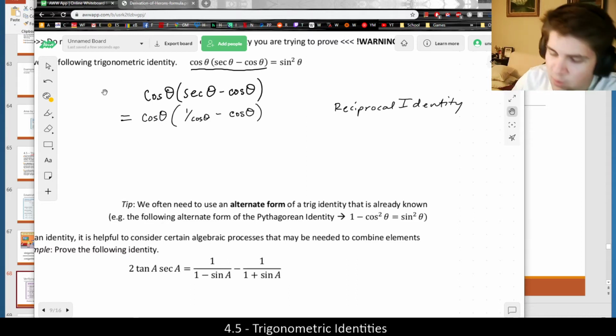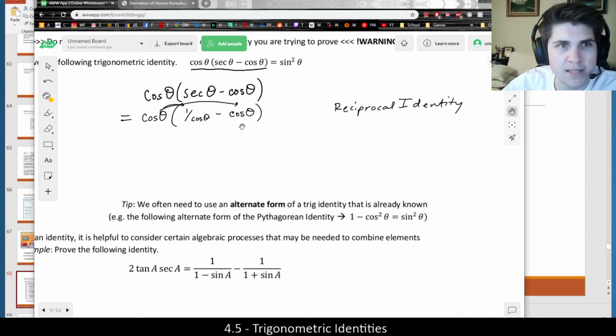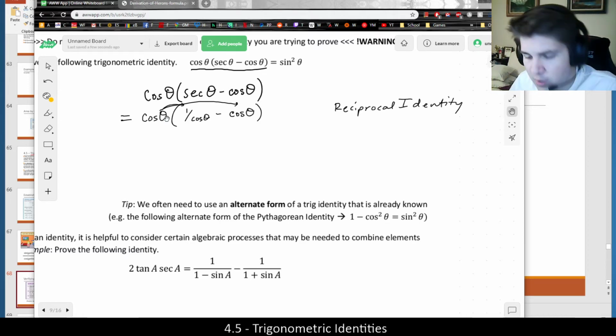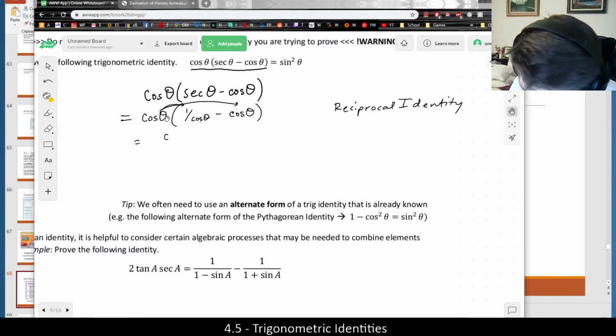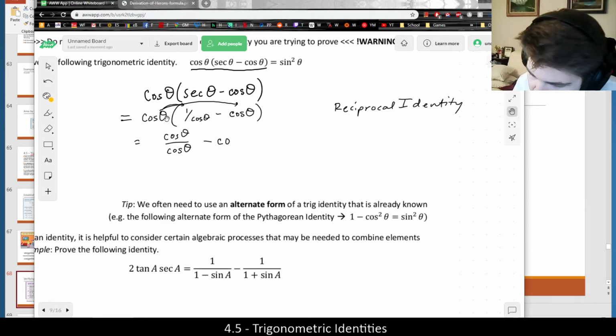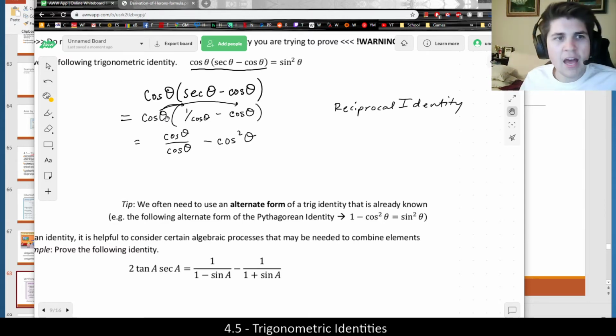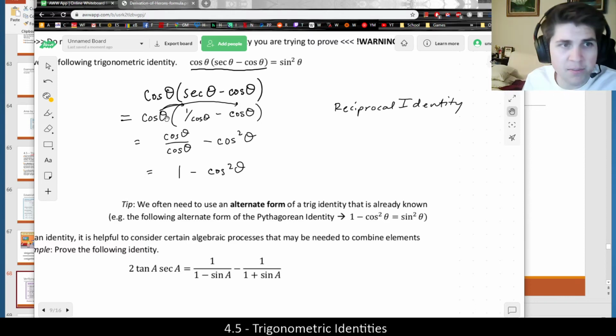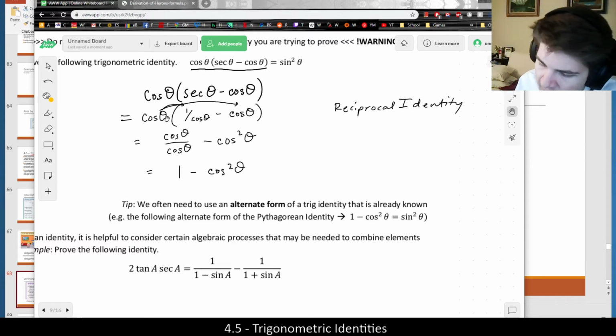But what I could do next is, well, notice that I have a situation where I have something times something minus something. And I could apply the distributive property here if I wanted to. And the reason I would do this is notice that if I distribute cosine into 1 over cosine, that would make cosine over cosine. And then if I distribute cosine into cosine, cosine times cosine is going to be cosine squared. And well, of course, cosine divided by cosine, anything divided by itself is equal to 1. And it greatly simplifies.